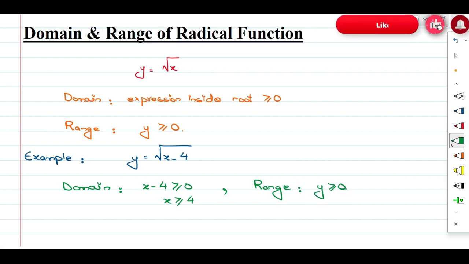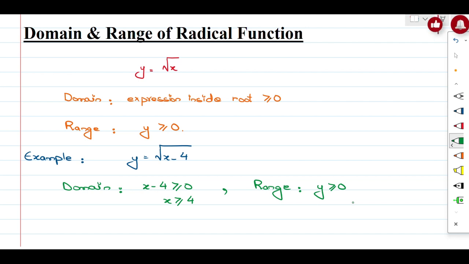The range is standard, greater than or equal to 0, and for the domain, you need to put the expression inside the root sign greater than or equal to 0, and solve for your x. You will get the domain, and the range is always the standard, which is greater than or equal to 0, right? I hope you understand how to figure out the domain and range of the radical function.